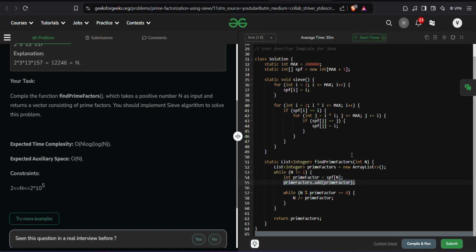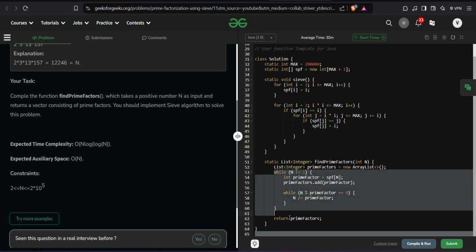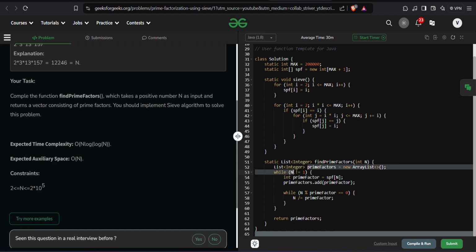And what number would that be? It will be the remaining n, the left over n. We will again fetch from the array and check which smallest prime factor divides it, and we will again perform this inner while loop until it divides and meets our requirement. And we will perform this outer while loop until n becomes 1, and we'll simply return that array list. And this is how our question will be solved. It will be highly optimized.